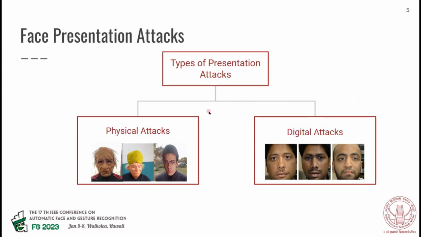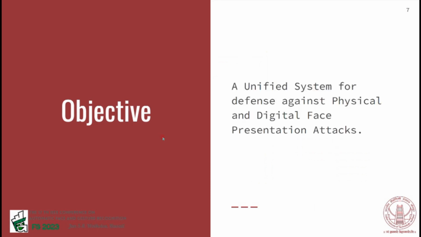In this work, we consider two kinds of attacks. One is physical attack and the other is digital attack. For physical attack, we consider various kinds of attacks like print attack, 3D mask attack, silicon mask attack, replay attack, etc. And for digital attack, we consider deepfakes, face-to-face, face swap, neural textures, etc. In this work, we aim at building a unified attack detection system which is robust against digital and physical attacks.